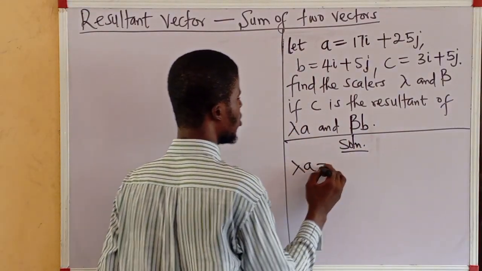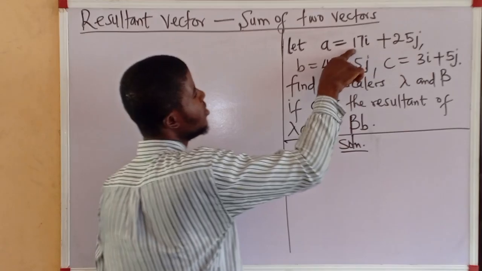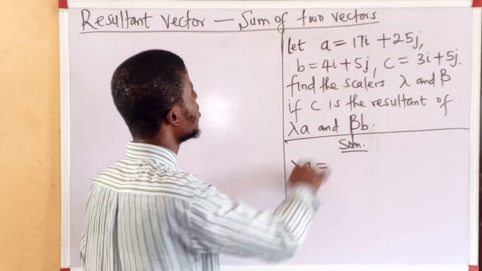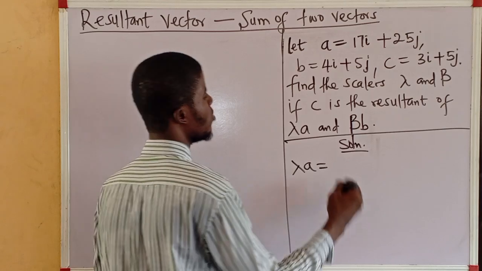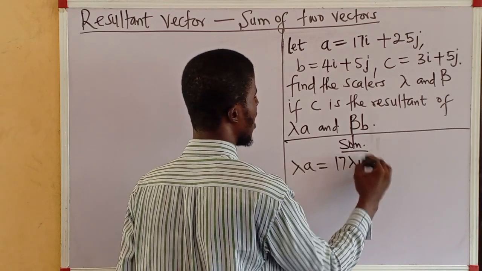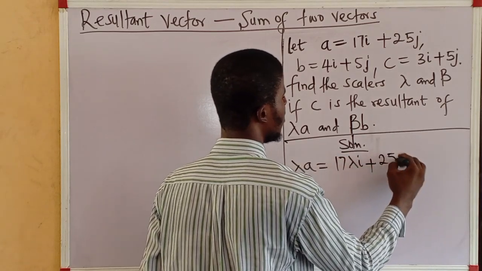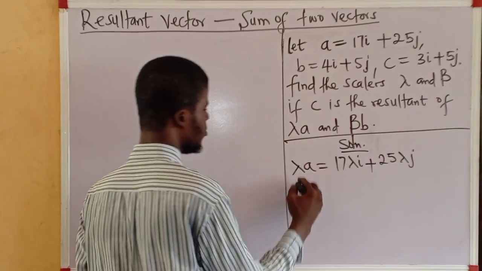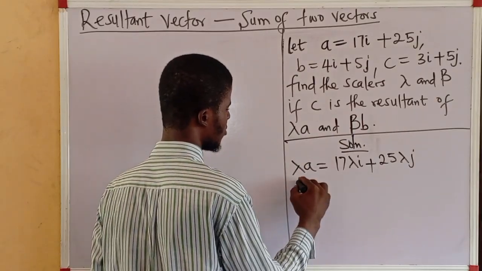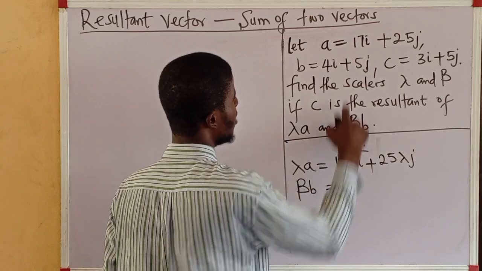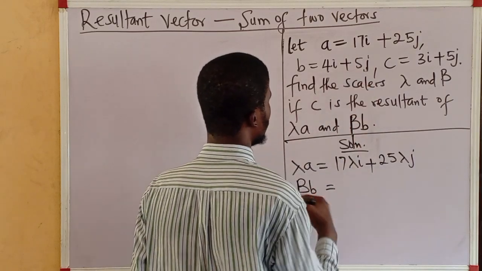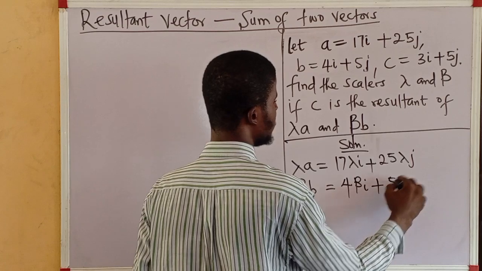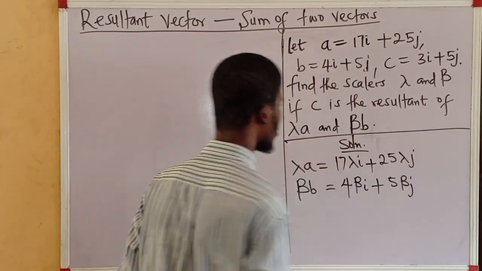Lambda A will be obtained by multiplying this vector A by what? The scalar lambda. So let's multiply this by lambda. We have 17 lambda i plus 25 lambda j. Then to obtain beta B, we are going to multiply this by what? Beta. So it will now be 4 beta i plus 5 beta j.